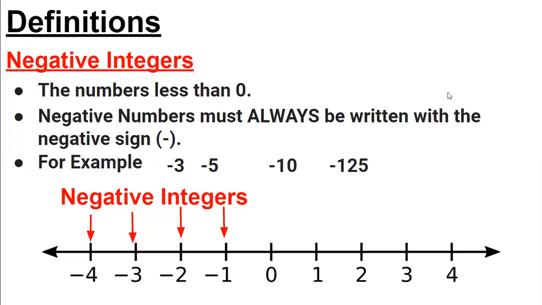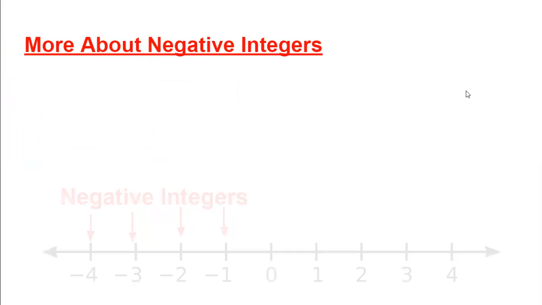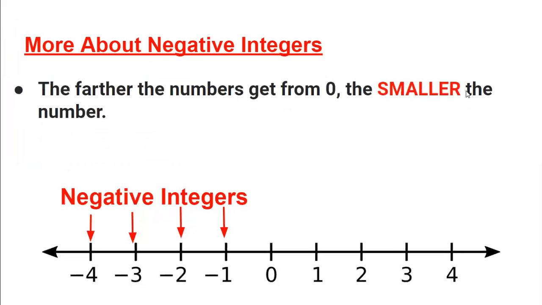You could go all the way up to 1,000,005 if you wanted, -1,000,005 or more. More about negative integers. There they are again, our negative integers. The farther the numbers get from 0, the smaller the number. So it's just the opposite from the positive integers.